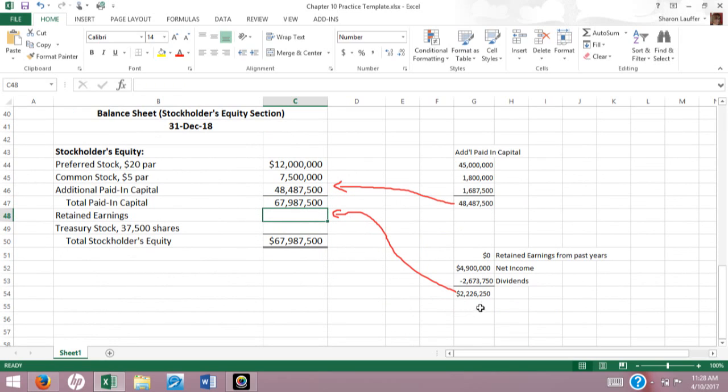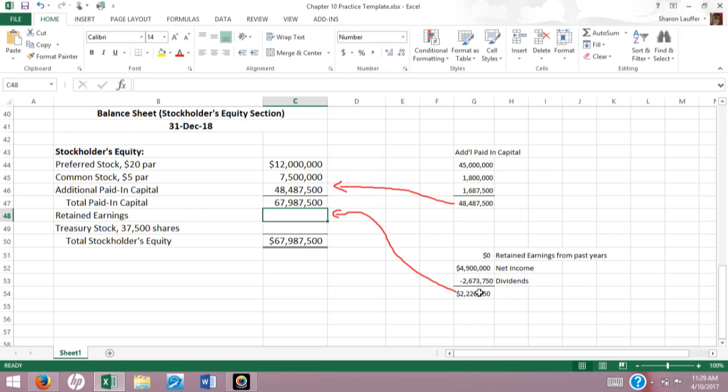Our retained earnings, we're going to calculate that, and I've got the calculation over here. So remember, retained earnings from past years was 0 because we weren't in business past years. So that part's pretty easy. We're going to take the retained earnings from past years and add our net income for this year, and the problem just gives us that amount. It says net income for the year was $4,900,000.